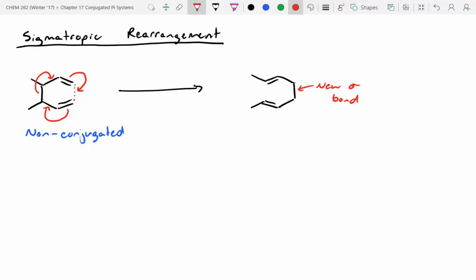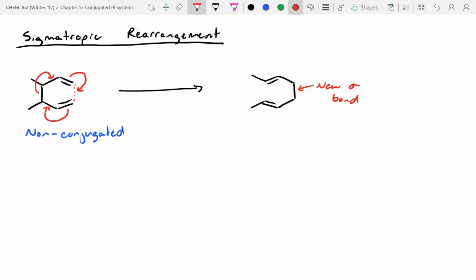Anybody have an idea? More stable alkene. Yeah, exactly. If we look at our product, our alkenes are di-substituted versus our starting material where they're mono-substituted. So this will occur spontaneously, and it typically favors the thermodynamic product as a product of the sigmatropic rearrangement.